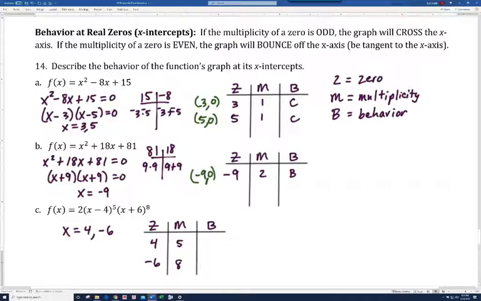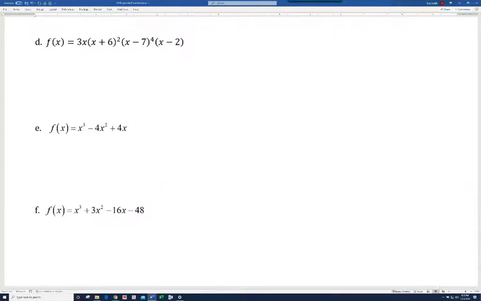So for x = 4, at the corresponding x-intercept, because we have an odd multiplicity, we're going to cross. And at x = -6, because our multiplicity is even, at the corresponding x-intercept, we're going to bounce. All right, we've got 3 more to do. And again, I would encourage you to try them first and then watch the video.